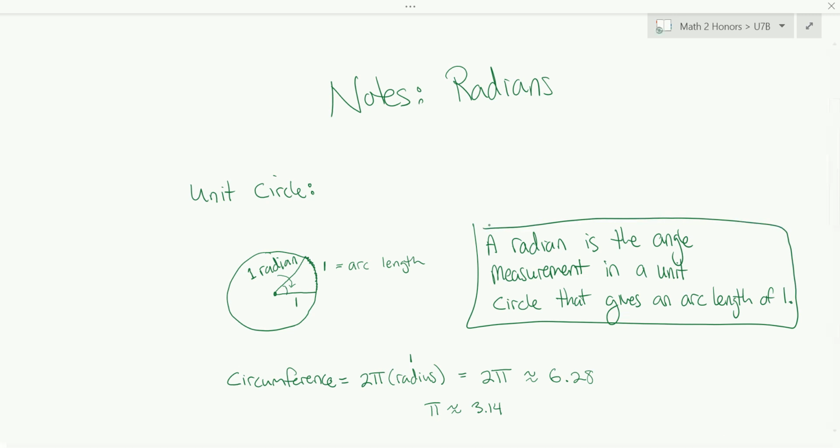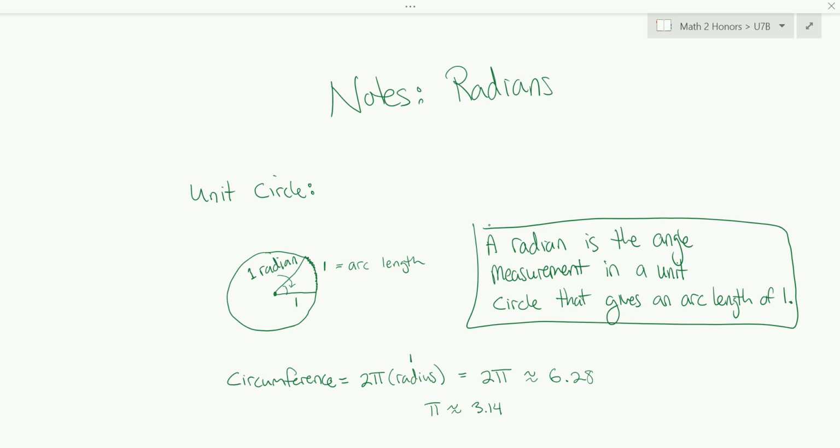So how many radians are in a full circle? Well, there's 360 degrees in a full circle, but how many of these ones can you get around that whole circle? Well, what's the distance around the whole circle? 6.28, roughly. So roughly how many radians can we get? 6.28 radians, okay? More exactly, we can get 2 pi radians in a full circle, and that's an angle measurement.